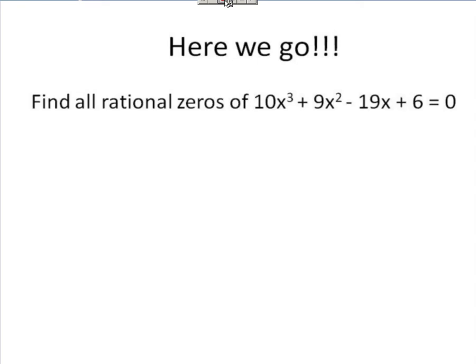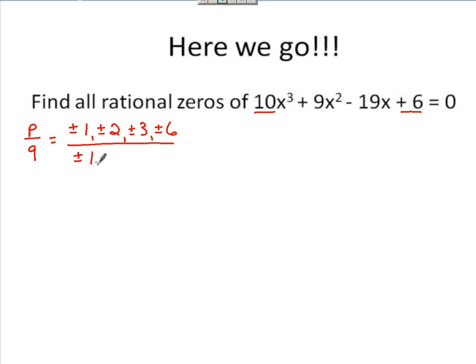So if we're going to find all the rational zeros for this given equation, we need to start by looking at what our possible rational zeros could be. To do that, we're going to take all of the factors of the constant, which in this case is 6. All those factors would be plus or minus 1, plus or minus 2, plus or minus 3, and plus or minus 6. We're going to take all those factors and divide by all the factors of what we call the lead coefficient. In this case, that's 10.